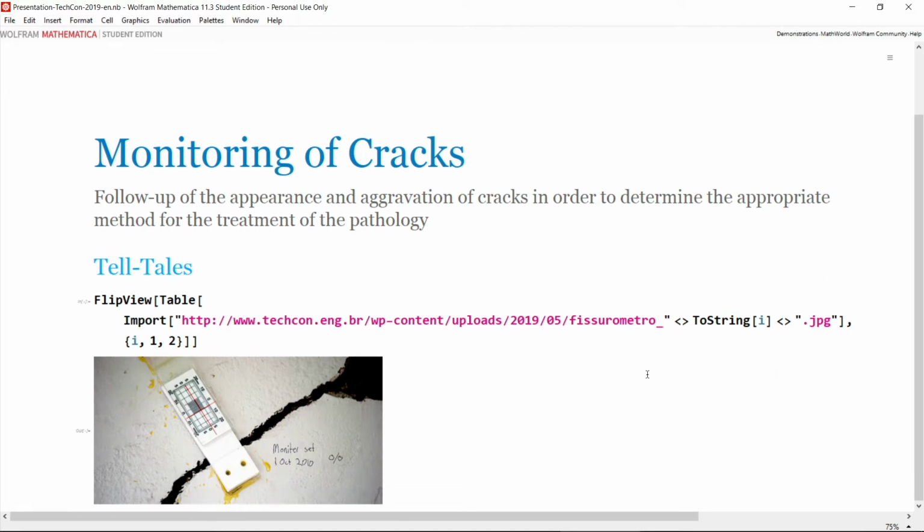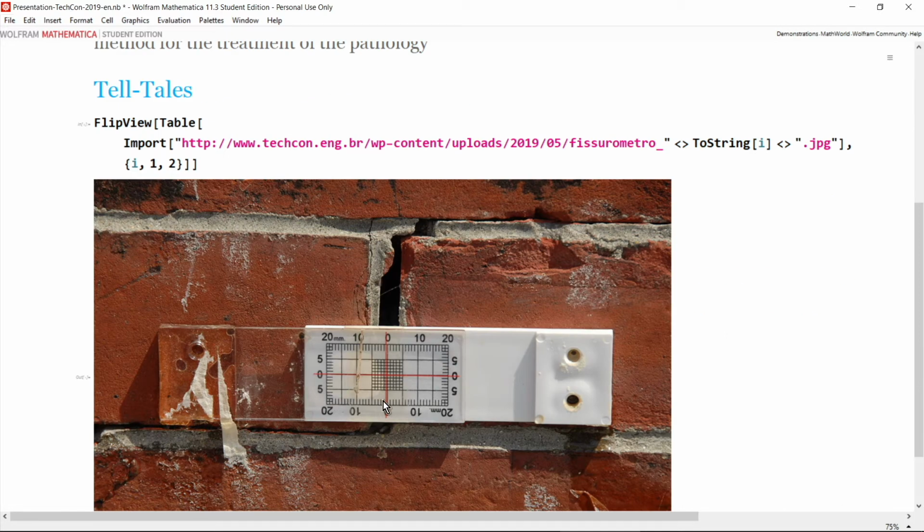Today, the main equipment that we use to monitor the crack is telltales. It is this equipment here. And we can measure the width of the crack over time to see if a thin crack is becoming a wide crack, and it's possible to know how fast it happens.